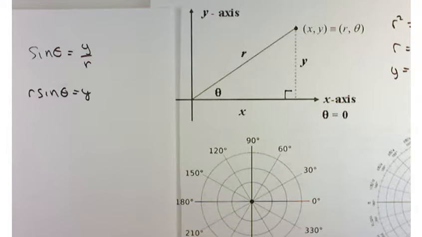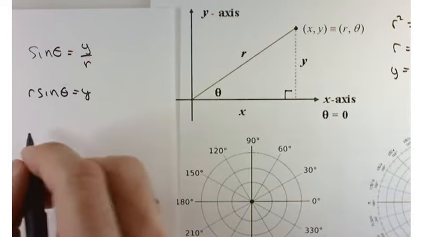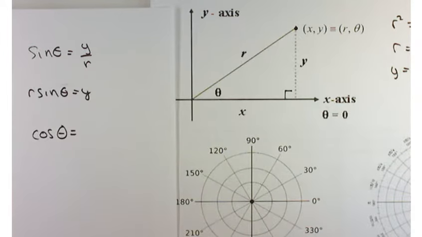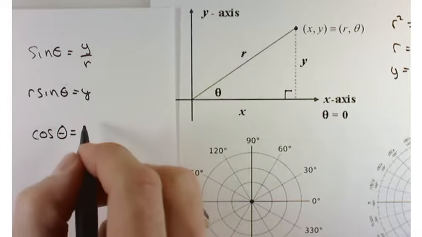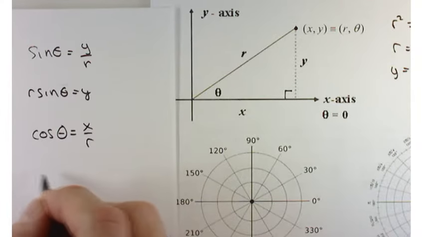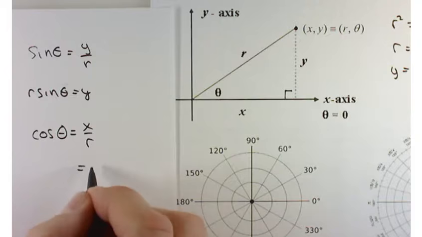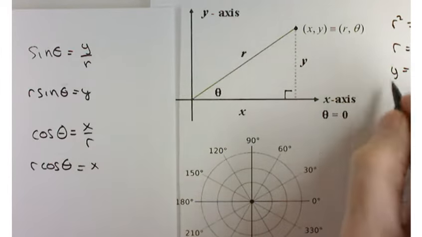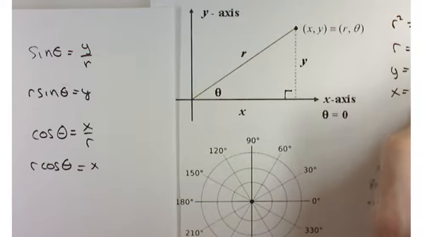What do you think x is going to equal? Well, let's take a look at the cosine. What's the cosine of theta here? x over r. So what does x equal? r cosine theta. So x is r cosine theta.